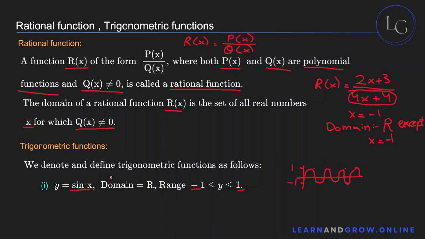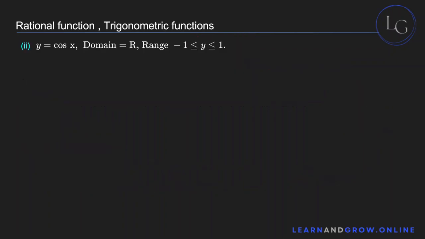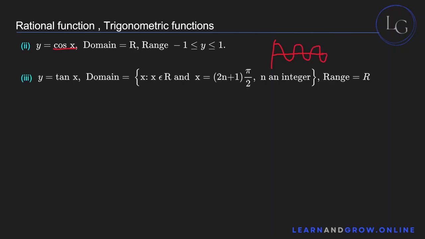So the domain is the x value, right? And the range is the y value. So the domain is all real numbers, right? Similarly, we have cosine of x, and it has the same domain and the same range, because the only difference is that instead of starting at 0, this starts at 1. But it's the same as sine of x, right?